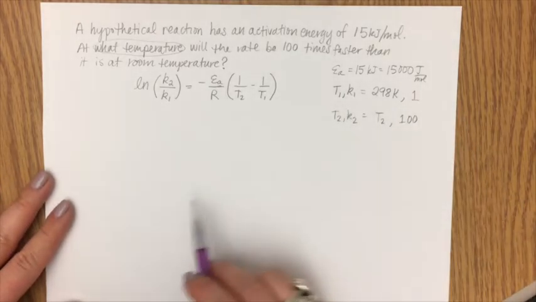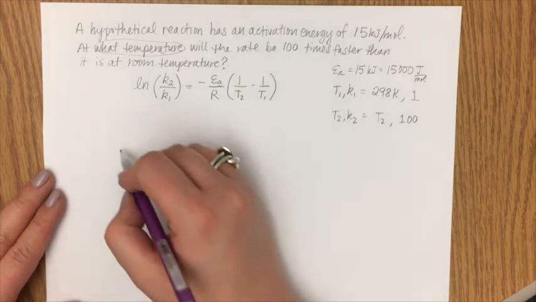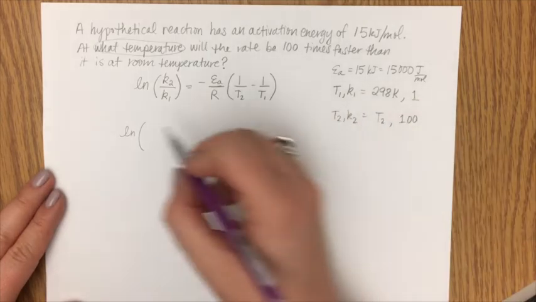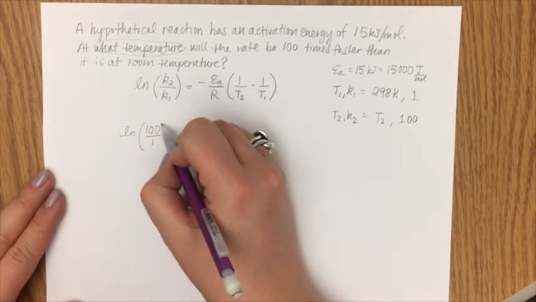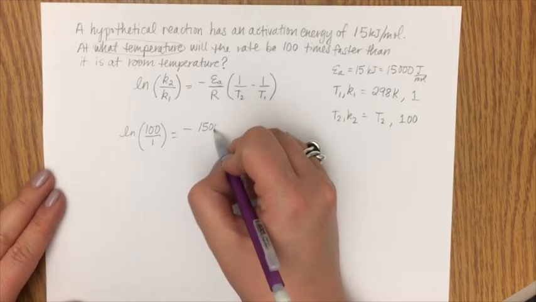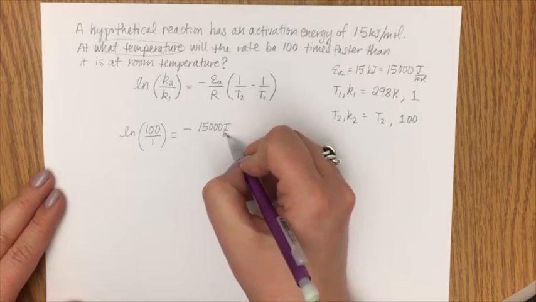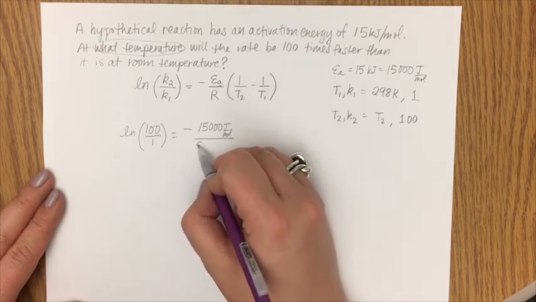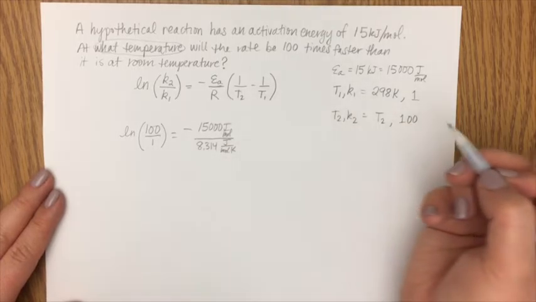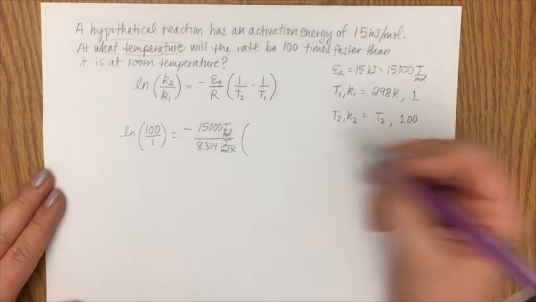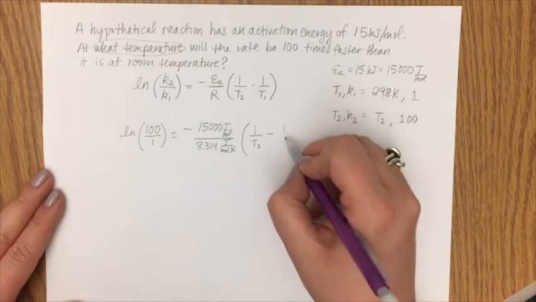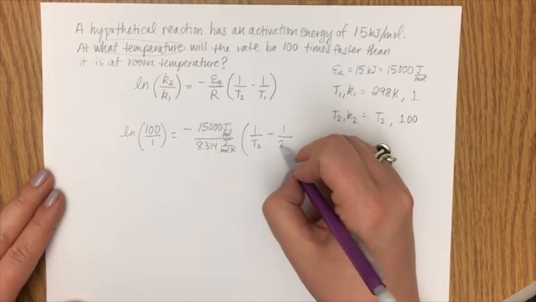So now I'm going to take all this information and plug it into my Arrhenius equation. So I have the log of K2 over K1, which is 100 over 1, equals the negative activation energy, 15,000 joules per mole, divided by R, 8.314 joules per mole Kelvin, times 1 over T2 minus 1 over T1. T1 we know is 298.